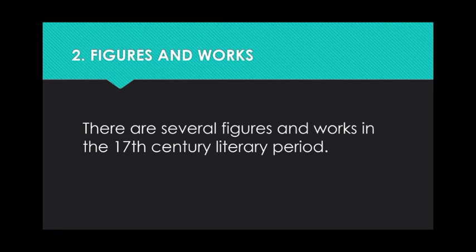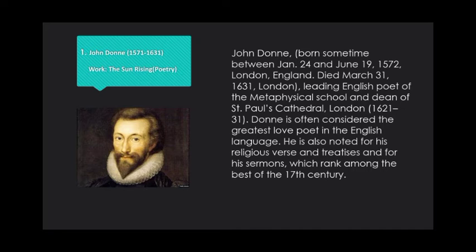Next are the figures and works in the English literary 17th century period. There are several figures and works in the 17th century literary period. Number 1, John Donne, 1571 to 1631, and the work is The Sun Rising, poetry.